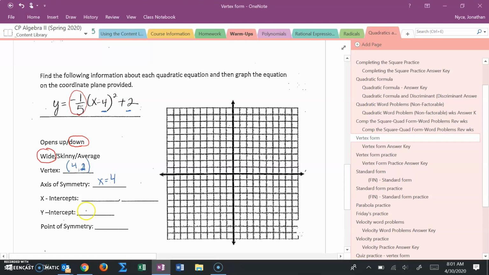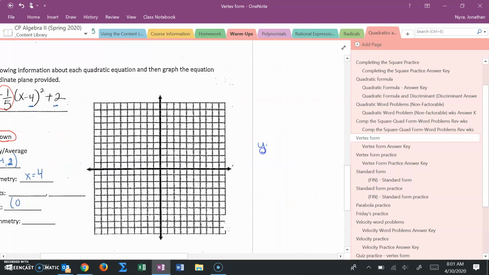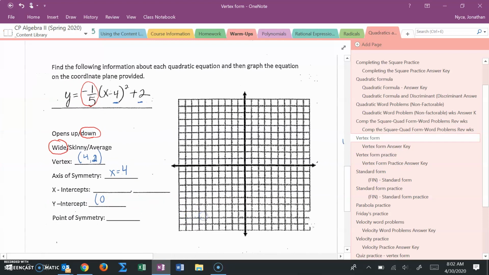The y-intercept we find by letting x be 0. So if x is 0, we have y equals negative 1/5 times the quantity 0 minus 4 squared plus 2. So 0 minus 4 is negative 4. Negative 4 squared is 16, times negative 1/5 gives us negative 16/5. If we want to find a common denominator, we can change that 2 into 10/5 and get negative 6/5 for the y part of our y-intercept.